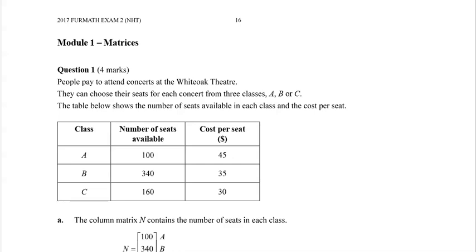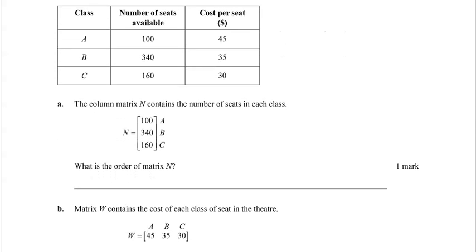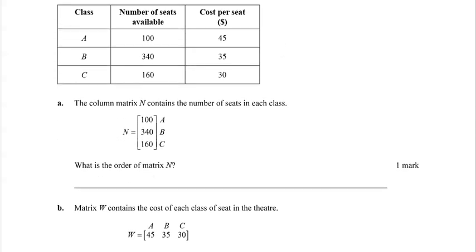Part A is asking, the column matrix N contains the number of seats in each class. What is the order of matrix N? So remember, order is talking about the size of the matrix, and we report that in terms of the number of rows. So we have 3 rows in this matrix and 1 column. That's always in the order rows by columns.